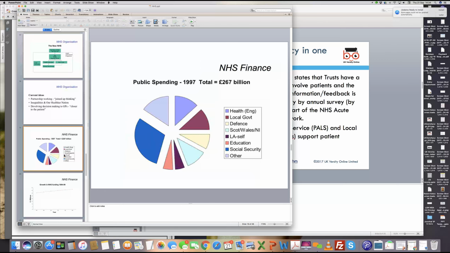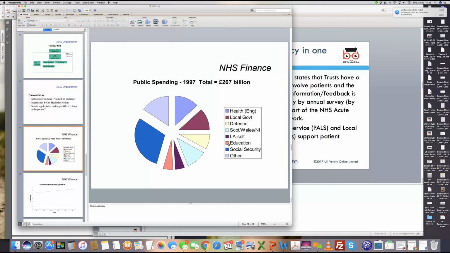If I look at 1997, the total funding for the NHS, which consisted of all this, was 267 billion given out to health. Some part of it came from local government. This is a breakup of, for example, the UK GDP, and we are looking back at 1997. Today the GDP is 2.2 trillion, but I'm looking at 1997.